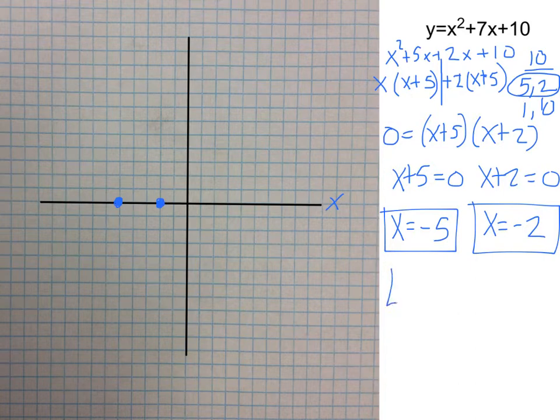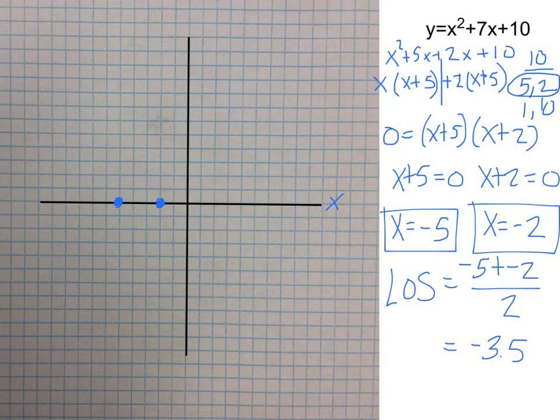And then to find my LOS, I add up my two zeros and I divide by 2. So I get negative 7 divided by 2. So I get negative 3.5, which should be in the middle of your 2 points. If it's not, then we know we did something wrong. So if you see here, this line is right in the middle of those two zeros. Okay?